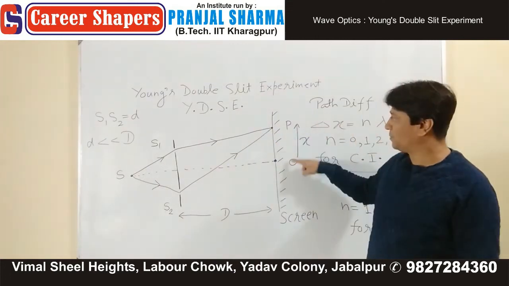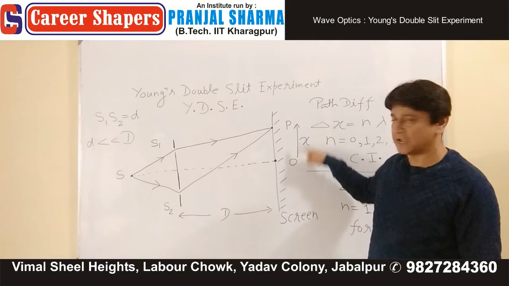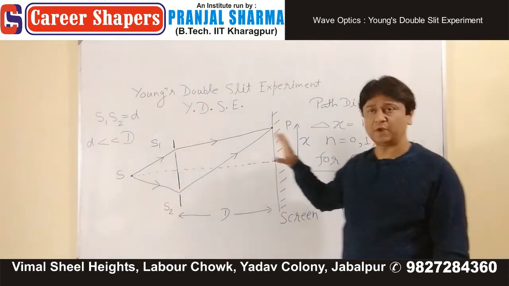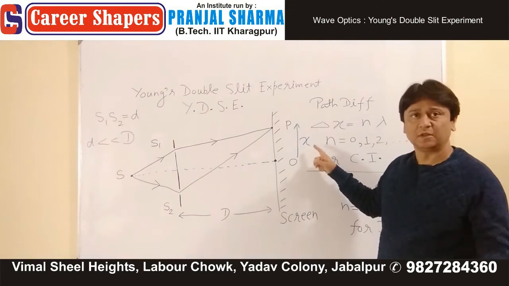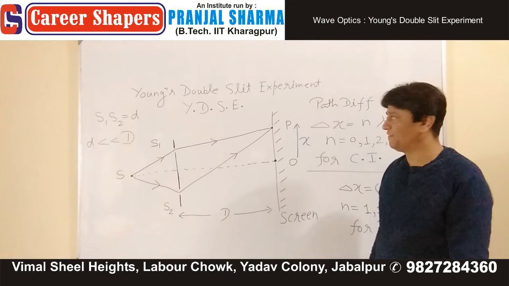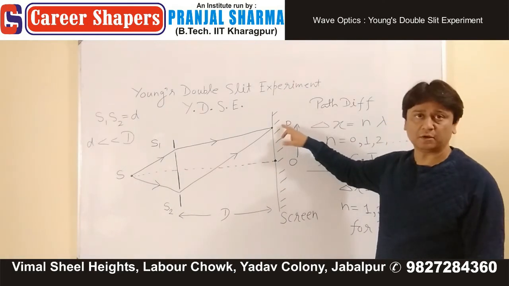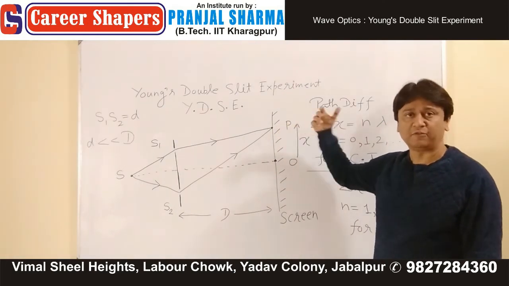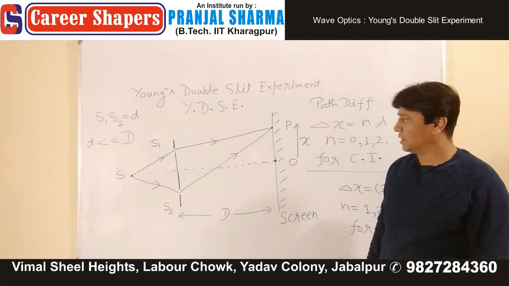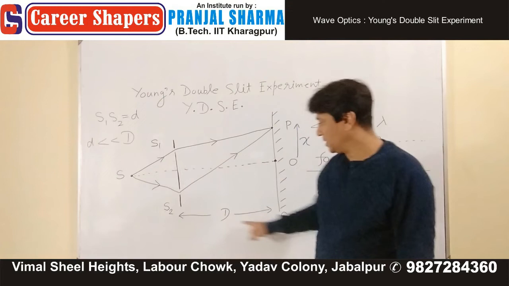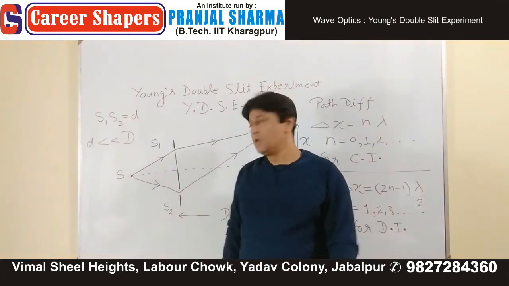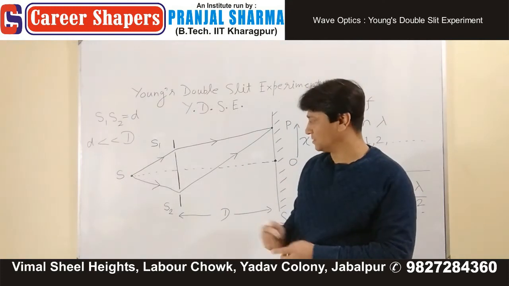So if we can find the path difference between this and this light wave in terms of X, then we can easily mathematically define the condition for interference at point P. Now, when I say that this capital D is much larger than small d, well, first look at the path difference.